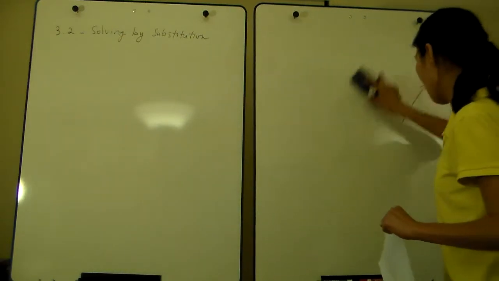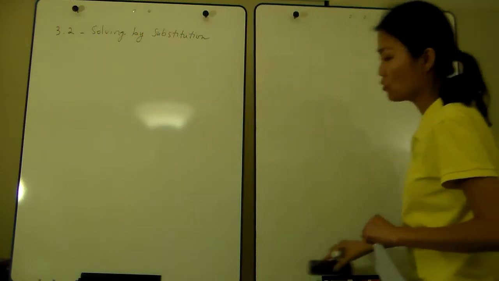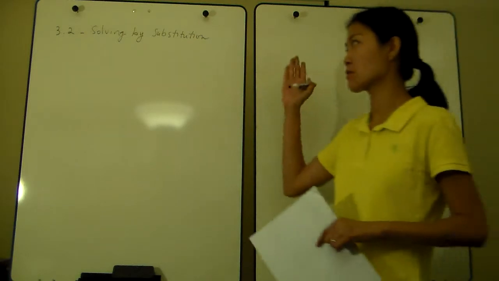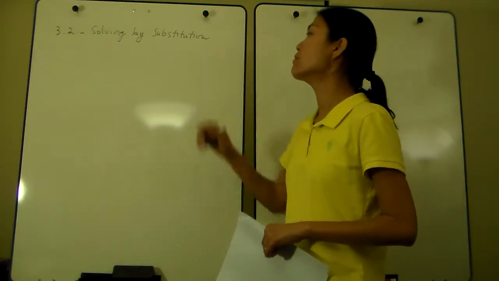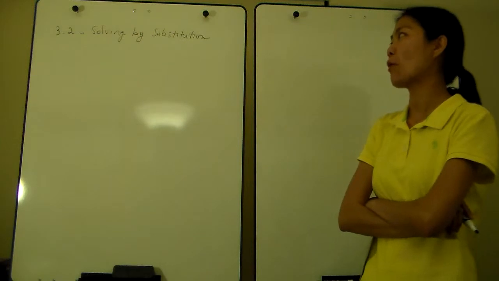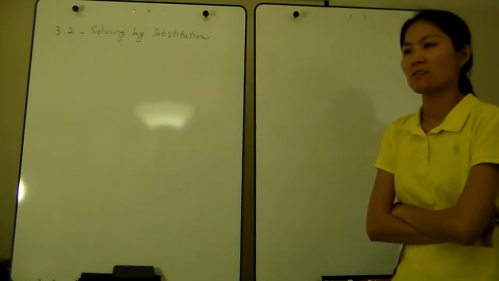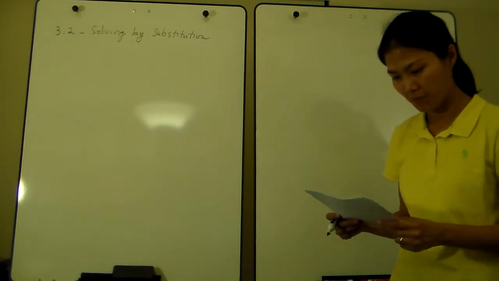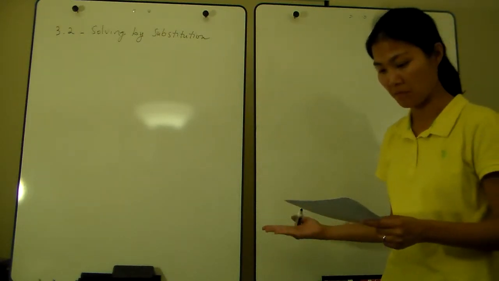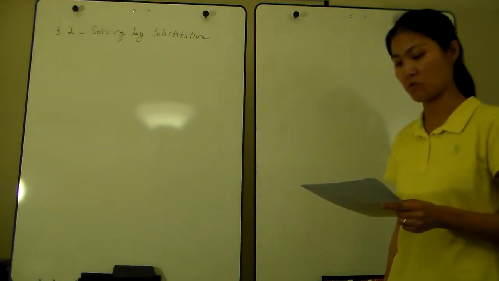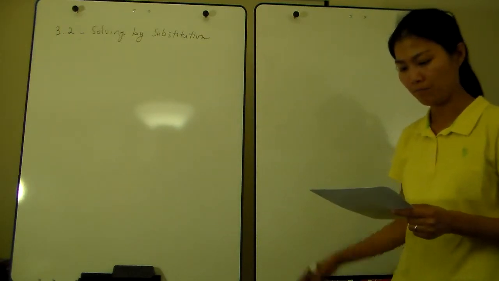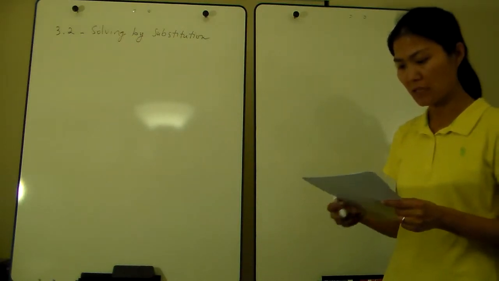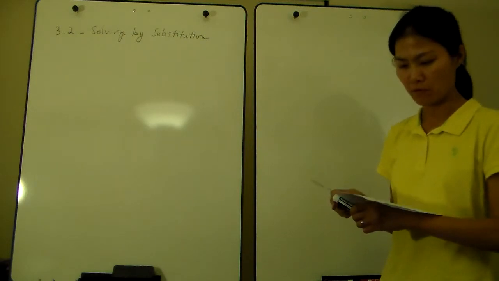So last time we solved a system of two equations by graphing. Now, in section 3.2, we learn to solve a system of two equations by substitution. That means you don't have to graph both equations. That's the purpose of learning this method called the substitution method. Now, make sure you read the special cases when solving a system of two linear equations in two variables.